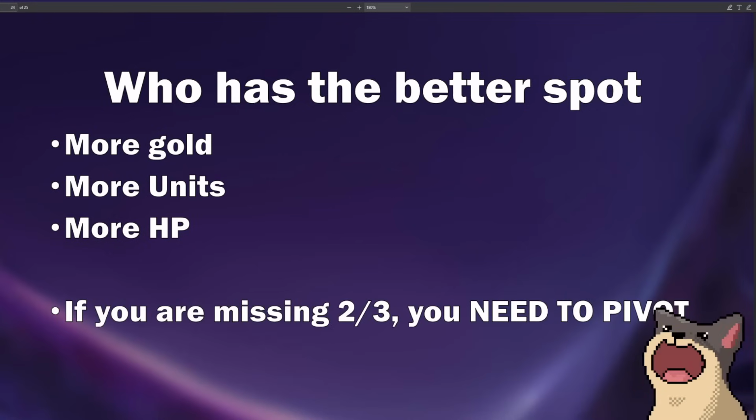If you're missing 2 out of the 3, you definitely need to pivot. In my opinion, a lot of the time, I enjoy the game more when I am pivoting and playing something that other people aren't playing.